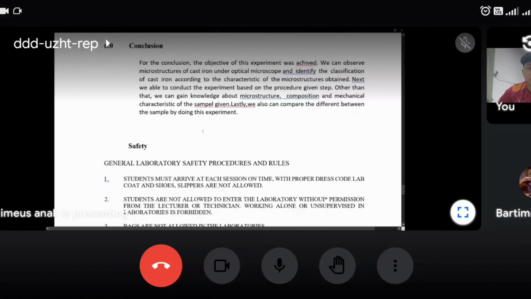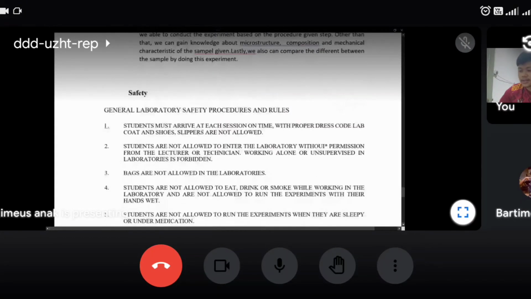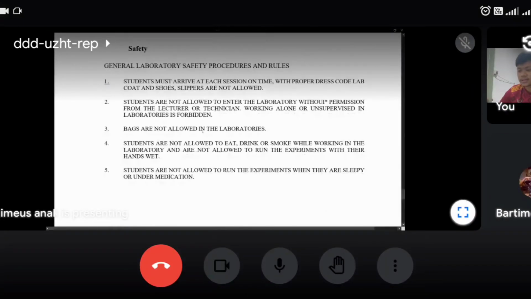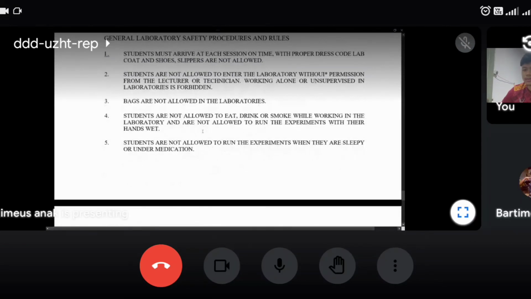And last one, we go to the safety. General laboratory safety procedures and rules. Number 1, students must arrive at each session on time with the proper dress code: lab coat and shoes; slippers are not allowed. Students are not allowed to enter the laboratory without permission from the lecturer or technician. Working alone or unsupervised in the laboratory is forbidden.